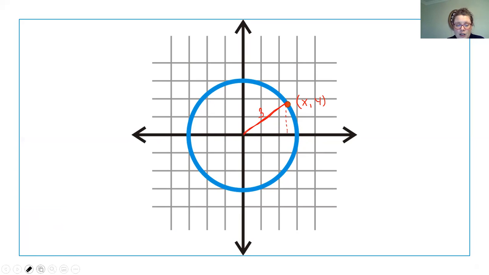We can use a triangle with an X and Y value to tell us what the X and the Y coordinate of that particular point is, if we know how many degrees of a turn we've made in that circle. So that's where a lot of our questions are going to come from.